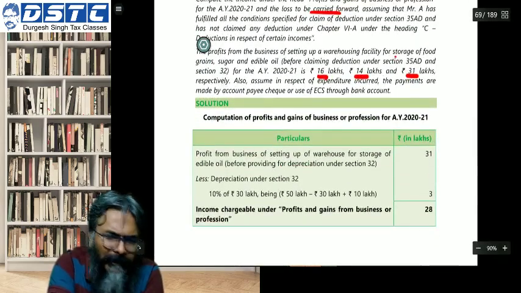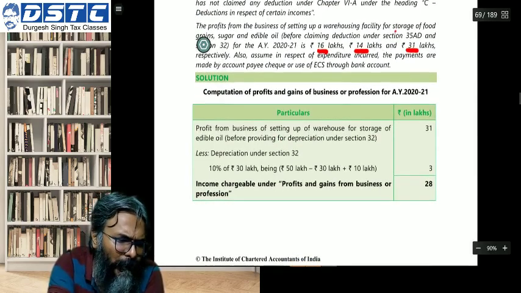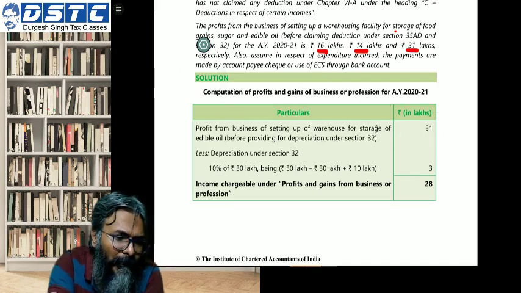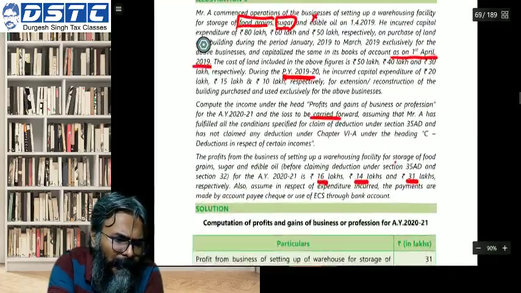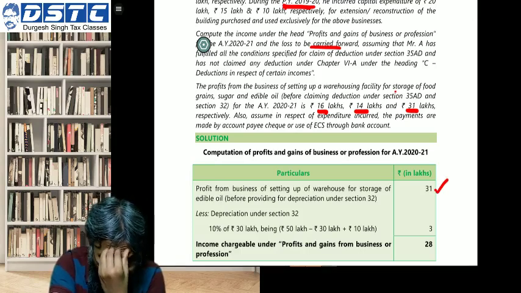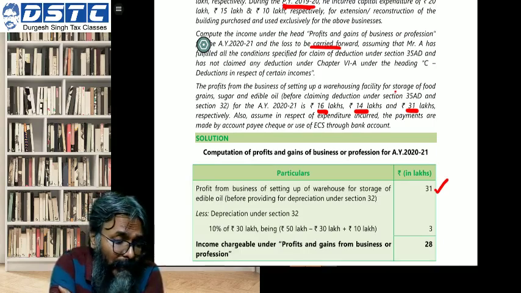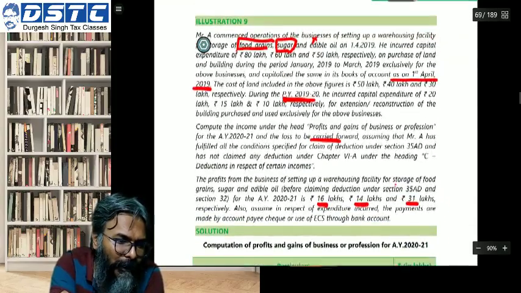Students, so let's quickly run through the solution. I think it's manageable, but still let's quickly do this. So profit from the business of setting up warehouses for storage of edible oil, before providing for depreciation under section 32, is 31 lakhs. Less the depreciation under section 32. How much depreciation, students, are you going to claim? Because it is a building, in that context, students, the asset value is how much?